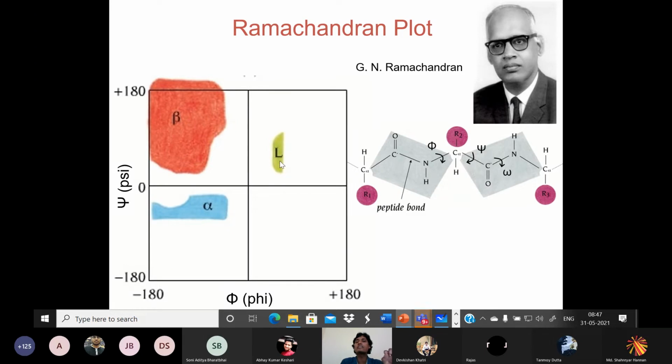And this L is the left-handed helix. Forget about this right now. This is not the natural one. Sometimes people can synthesize or make a left-handed helix, but that is not the natural one.